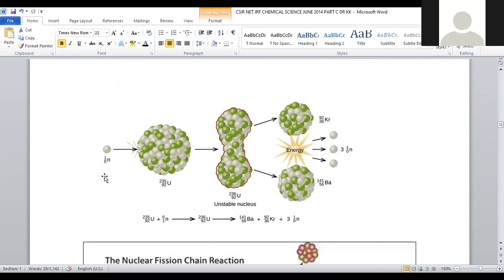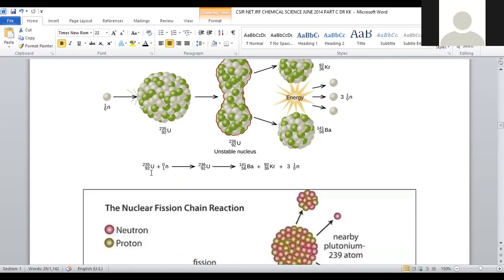Uranium-235, upon bombarding with a thermal neutron, first captures that neutron and turns into uranium-236. Later, it will fragment into two, probably equal, halves. One is barium, the second is krypton, along with the emission of three thermal neutrons. And these three thermal neutrons will continue the chain of the reaction, and the fission reaction will progress continuously.